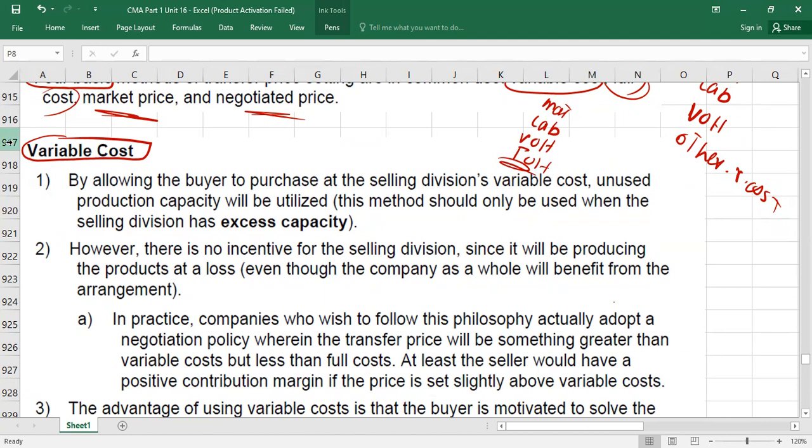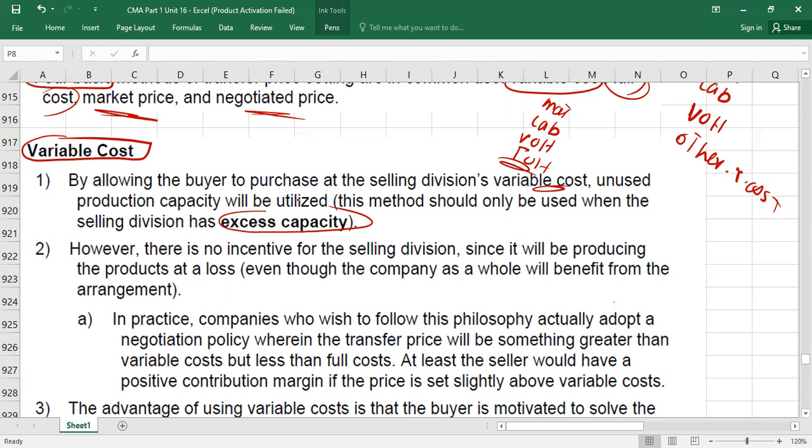But this cost, when it is suitable. So here we go. We need to go through it, because I'll highlight the words, so those words you should keep in your mind to solve questions. Variable cost, when it can be used: number one, it can be used only when the seller has spare or excess production capacity. When is it suitable? When the seller has excess capacity.